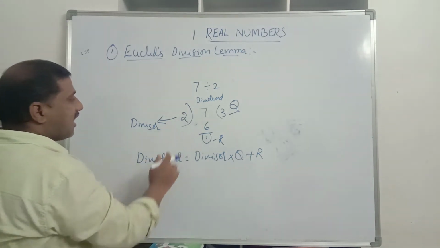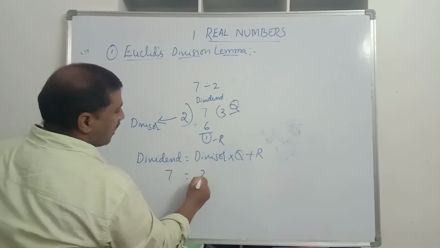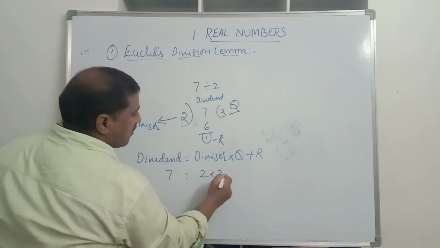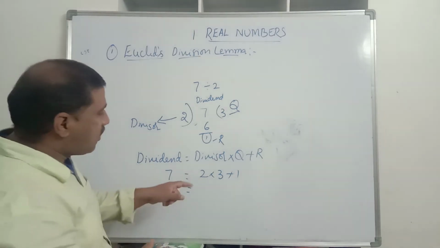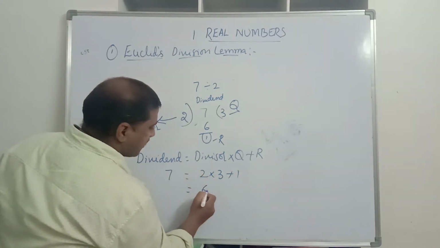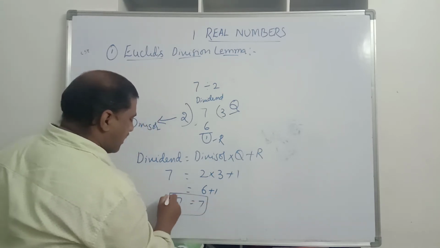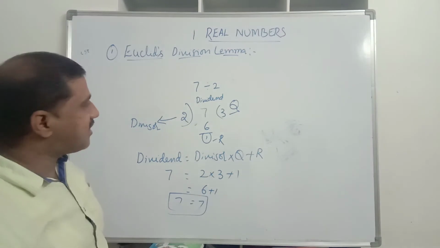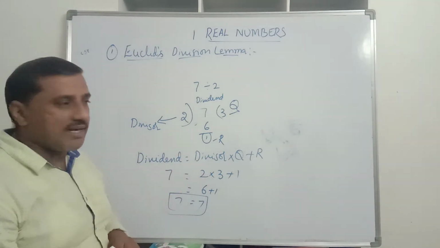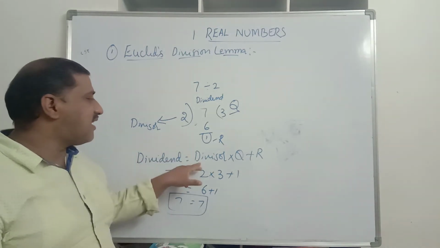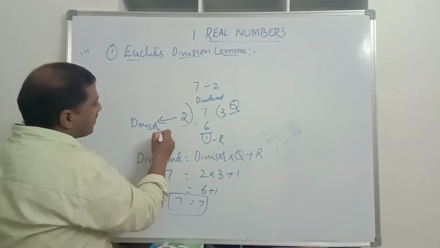So what is the dividend here? It is 7, that is equal to the divisor 2 into the quotient 3 plus the remainder 1. Now multiply, use the BODMAS rule. 2 into 3, 2 3s are 6, 6 plus 1 is 7. We got 7 equals 7, that is LHS equals RHS. So there is a relationship between dividend, divisor, quotient and remainder, that is, dividend is equal to divisor into quotient plus remainder.